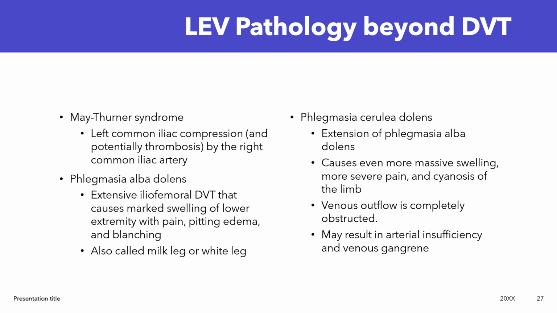Then phlegmasia caerulea dolens is an extension of the phlegmasia alba dolens, but this even causes more massive swelling, more severe pain, and ultimately cyanosis of the limb. Venous outflow is completely obstructed, and it can ultimately result in arterial insufficiency. And when we have arterial insufficiency, our tissues are not getting the perfusion of blood they need and can ultimately necrose and cause venous gangrene.